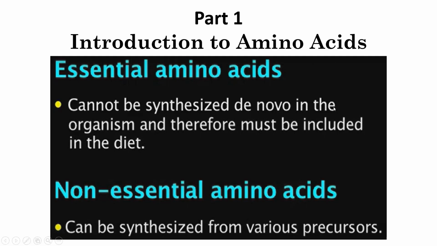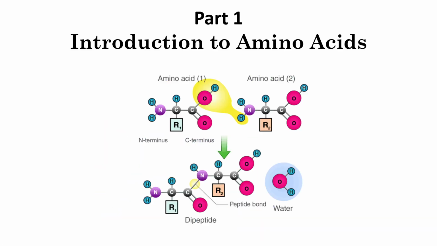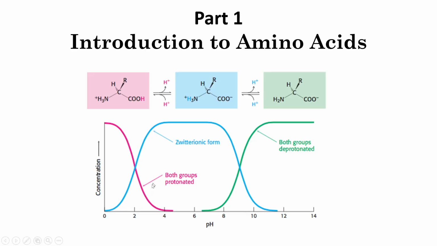This is another way of classifying amino acids, called essential or non-essential. The name itself says that essential means we need that, it should be included in our diet, and it's not produced by our body. And non-essential are the ones which are produced by our body.